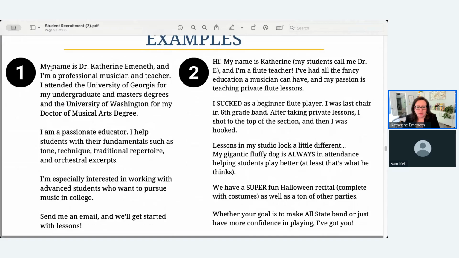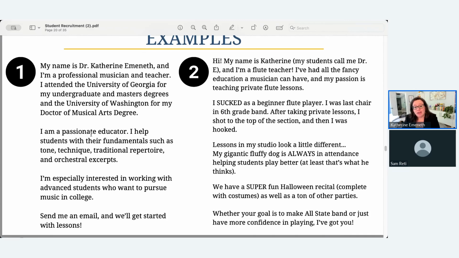Number one, cookie cutter. My name is Dr. Katherine Emeneth, and I'm a professional musician and teacher. I attended the University of Georgia for my undergraduate and master's degrees, and the University of Washington for my Doctor of Musical Arts degree. I'm a passionate educator. I help students with their fundamentals such as tone, technique, traditional repertoire, and orchestral excerpts. I'm especially interested in working with advanced students who want to pursue music in college. Send me an email and we'll get started with lessons.